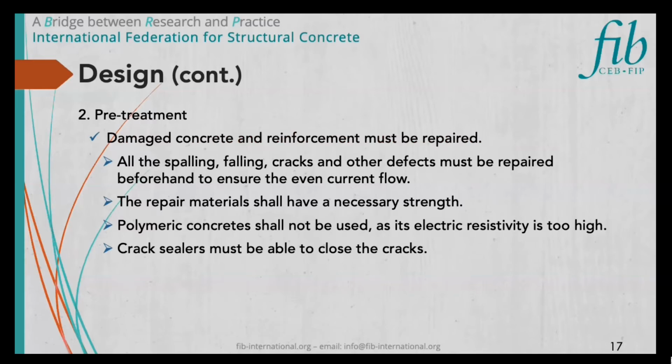Pre-treatment is very important to secure the even current distribution. So, damaged concrete and reinforcement must be repaired. All the spalling, falling, cracks, and other defects must be repaired beforehand. The repair materials shall have a necessary strength. However, polymeric concrete or mortars shall not be used as its electric resistivity is too high. The cracks must be sealed by the crack sealers.